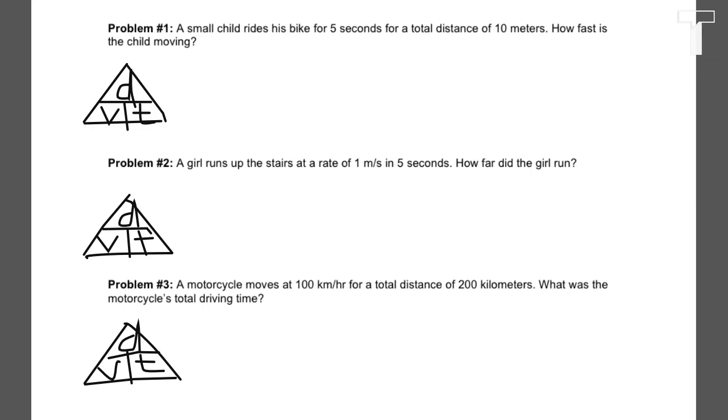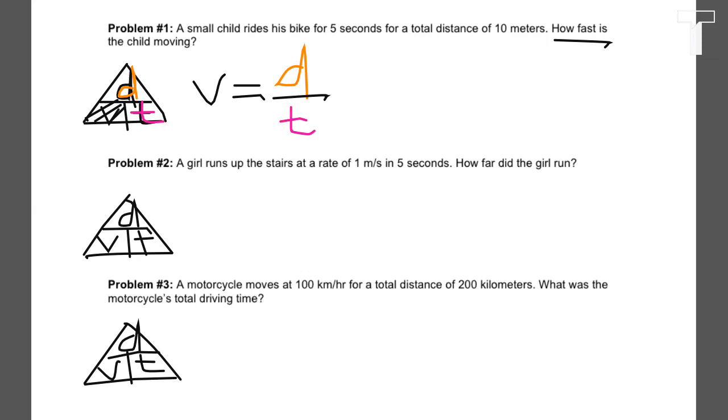So for problem number 1, it's asking how fast, which means we're looking for the speed, which is v. So what we're going to do is we're going to shade in v. So we have v equals, and then we're left with distance over time. So we have distance over time.